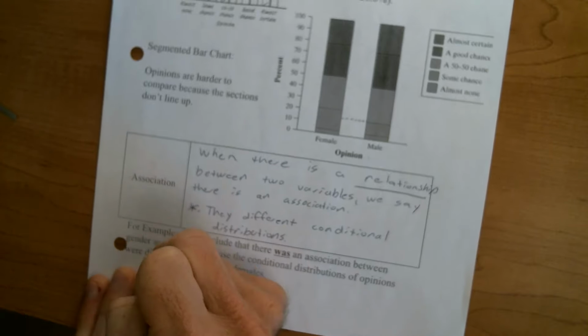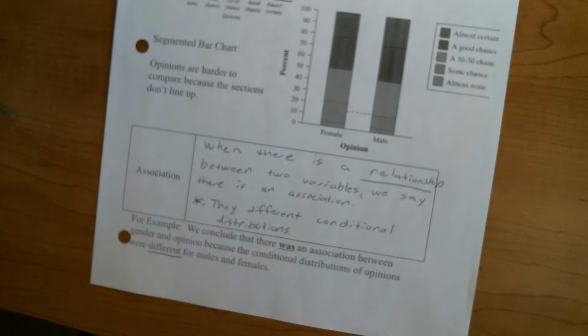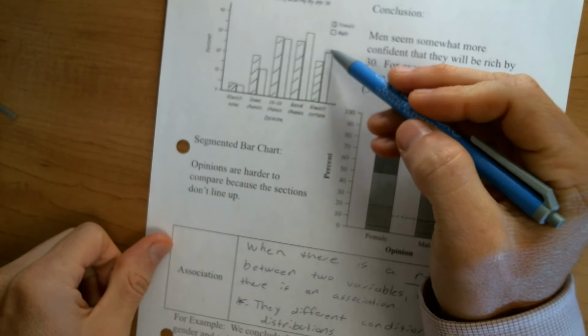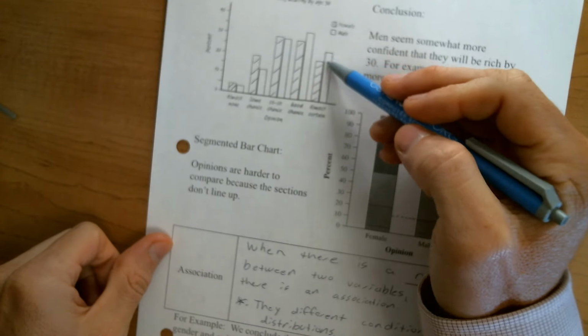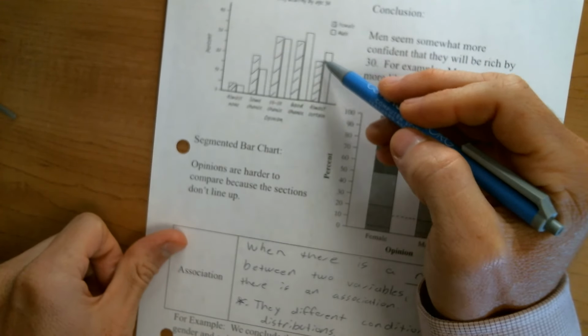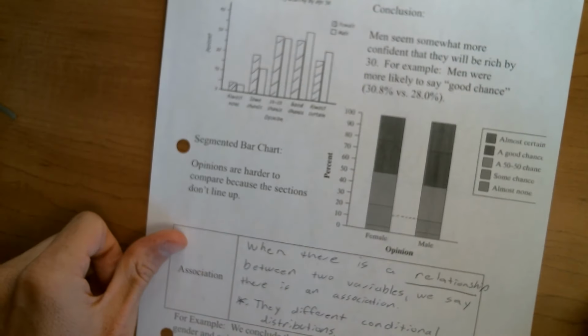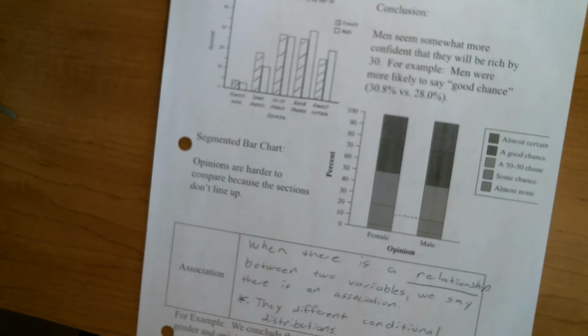Now, this idea of what counts as different, we're actually going to get into that later in the course, and we'll put some hard calculations on that. But for right now, we're just going to do it by instinct and gut feeling. If they're all just a tenth of a percent apart, they're probably not that different. But if you're seeing some substantial divergences, then we can say that for the time being, there is an association. So if we look at this chart, there does seem to be this tendency for males to be more optimistic or delusional about their chance of being very wealthy, whereas the females are maybe a little more realistic down here. So there does seem to be some sort of association or relationship.